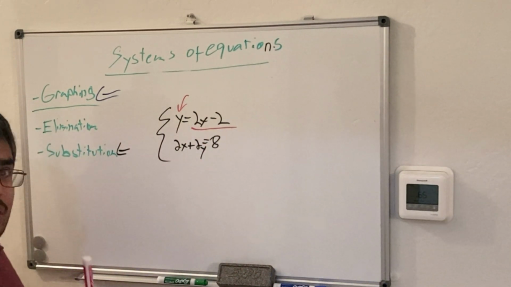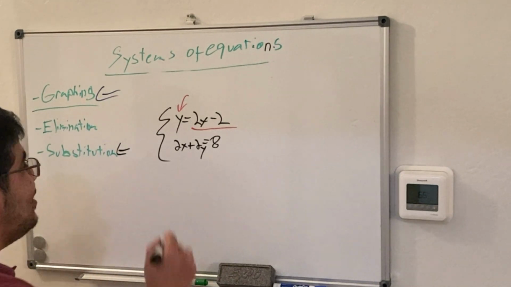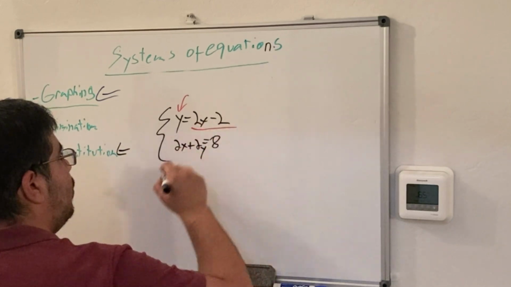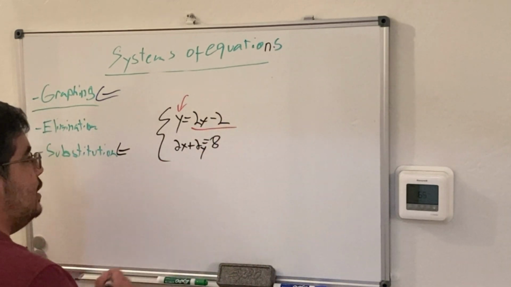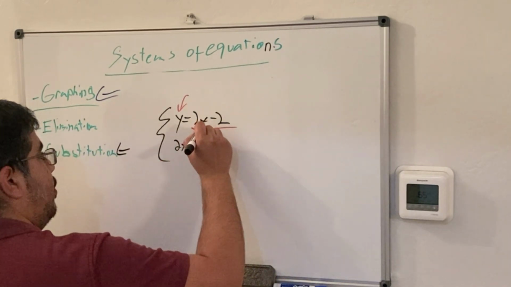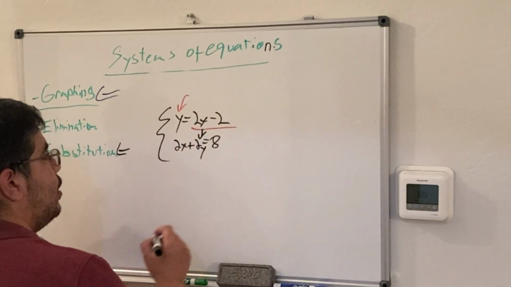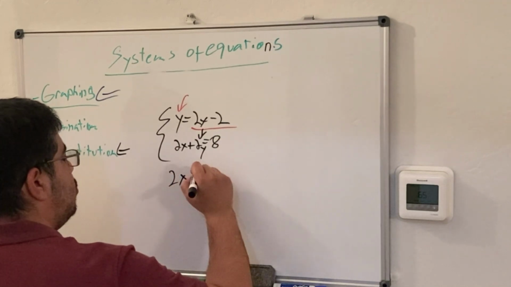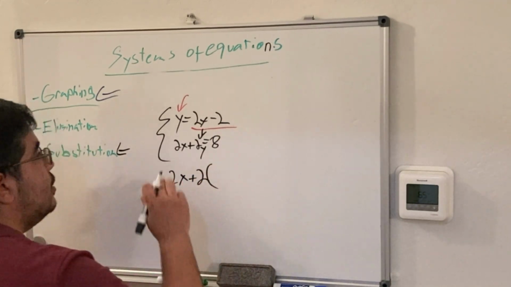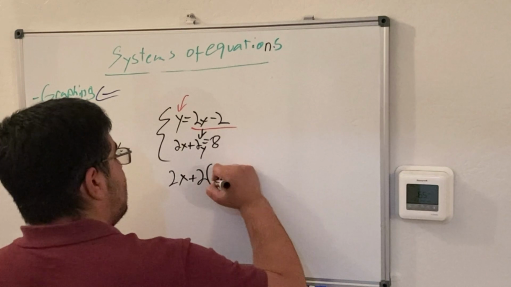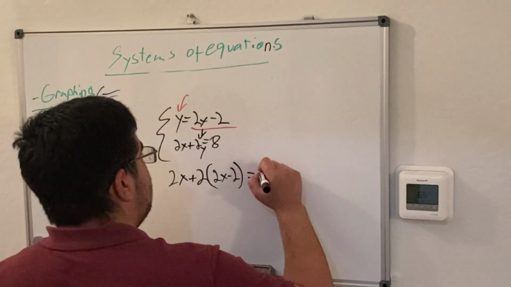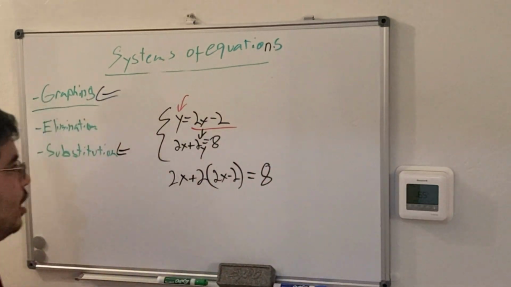What does that mean? That means that y equals 2x minus 2, so that we can plug in 2x minus 2 for y in the other equation. In this case, we can plug it in this equation. So we're going to plug it in right now: 2x plus 2 times (2x minus 2) equals 8. You see what I did there?